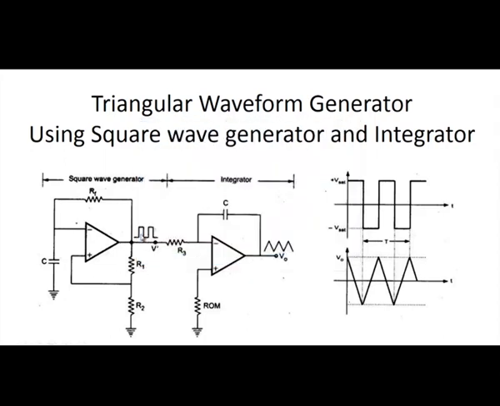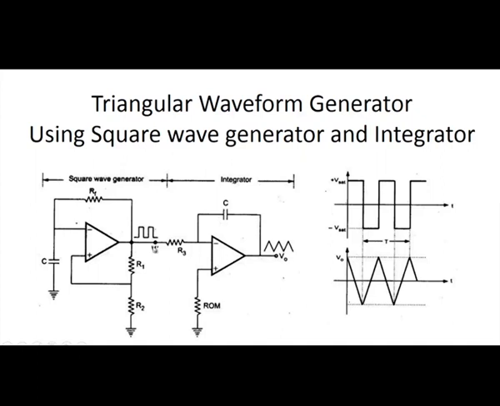We have already discussed in the previous lectures that the output of the astable multivibrator is a square waveform, and if this square waveform is given as the input of an integrator, the integrator integrates the square waveform and gives the output as a triangular waveform. So, once the output of the square waveform is given as the input of the integrator, it will give a triangular waveform.